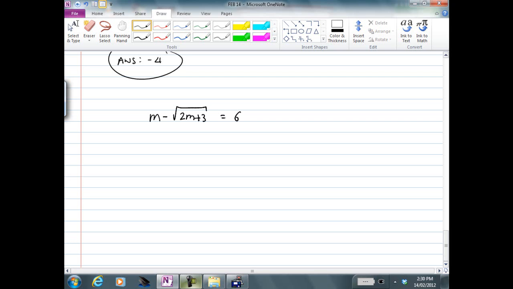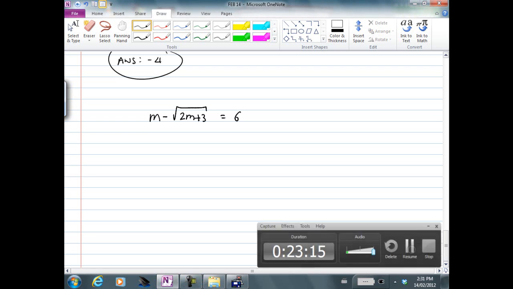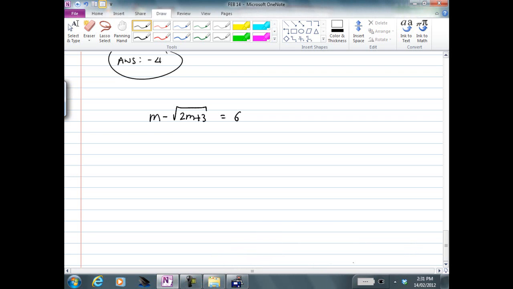Guys, gals, I'm going to give you a few minutes. So if you're working, I'm just going to move this m over to the right side, because my goal is to get 1 square root on the left side and a whack-a-load on the other side. Negative 2m plus 3 equals 6 minus m. Okay, nothing too bad. I want to get rid of the square root.